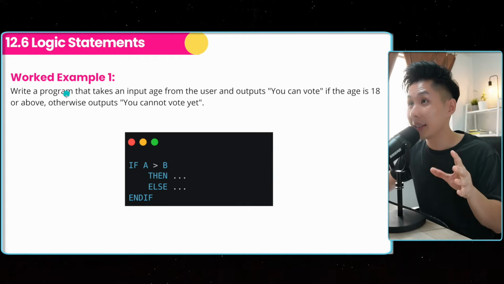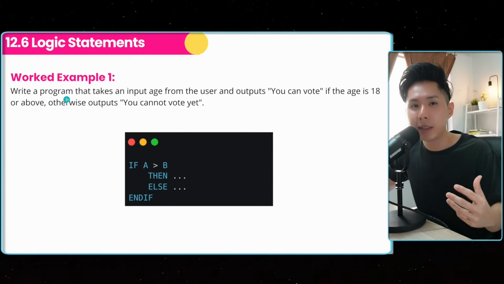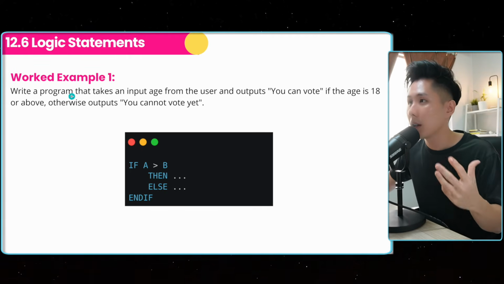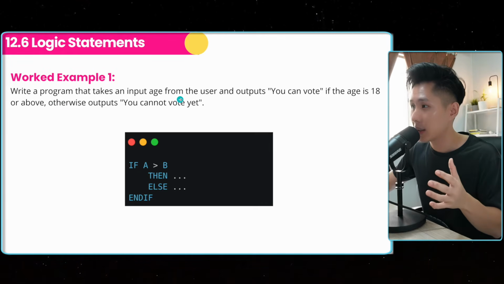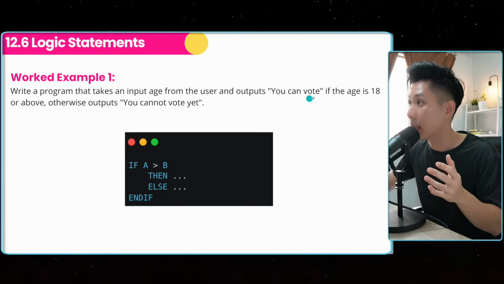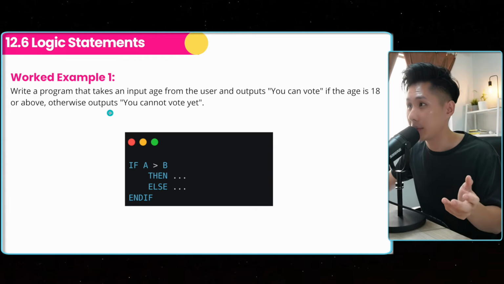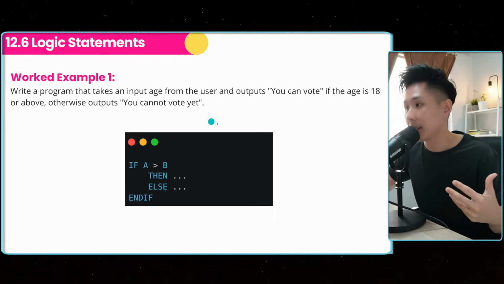So let's do a worked example. You can write it down on a piece of paper to solve it alongside me before I review the solution. Write a program that takes an input age from the user and outputs you can vote if the age is 18 or above. Otherwise, output you cannot vote yet.